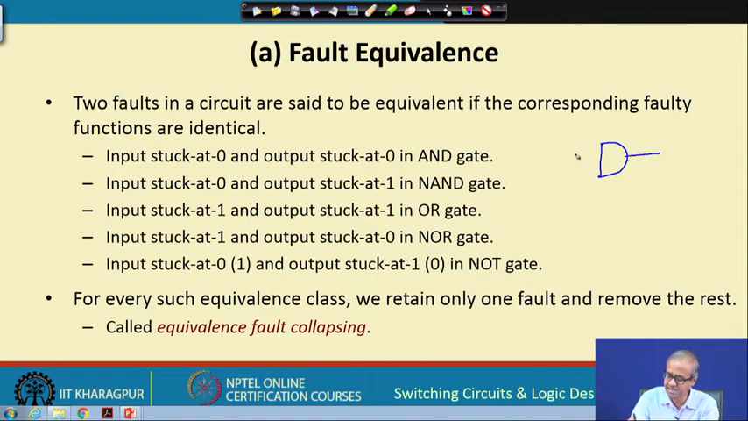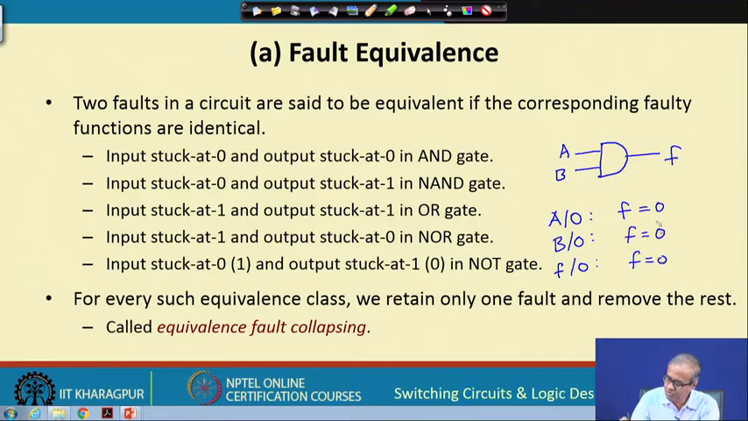Think of an AND gate. Let us say inputs are A, B, output is F. If there is a fault A stuck at 0, what will happen? One of the inputs is always at 0, so the output F is always 0. If there is a stuck at fault B stuck at 0, then also the output is 0. If there is the fault output F stuck at 0, then also the output is 0. So, you cannot distinguish between these 3 faults, they are equivalent.